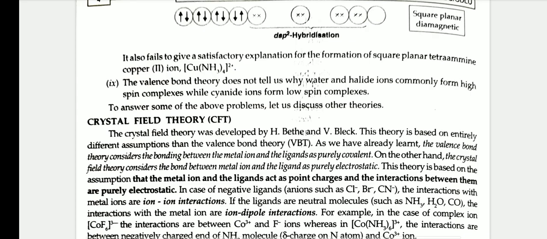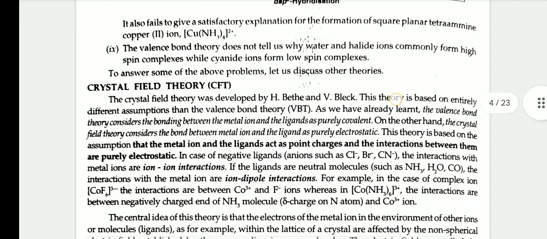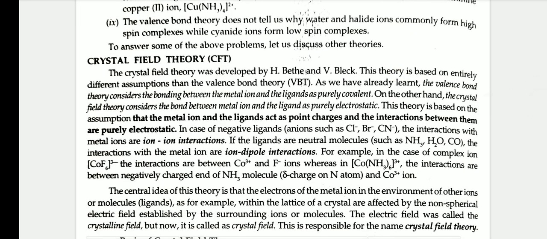In case of negative ligands, anions such as Cl-, Br-, CN-, the interaction with the metal ion is ion-ion interaction. If the ligands are neutral molecules such as NH3, H2O, CO, the interaction with the metal ion is ion-dipole interaction. For example, in the complex ion [CoF6]3-, the interactions are between Co3+ and F- ions, whereas in [Co(NH3)6]3+, the interactions are between the negatively charged end of the NH3 molecule and Co3+.